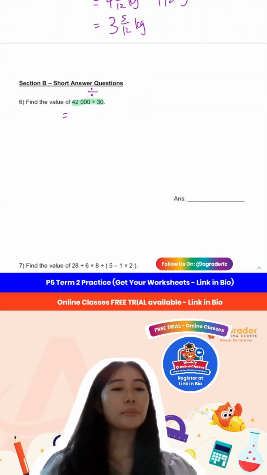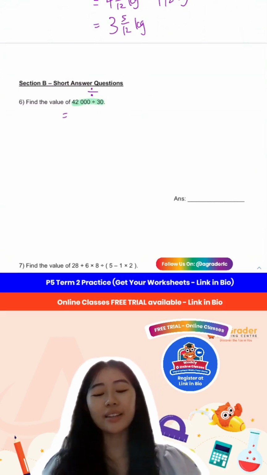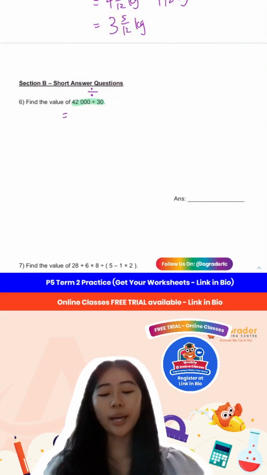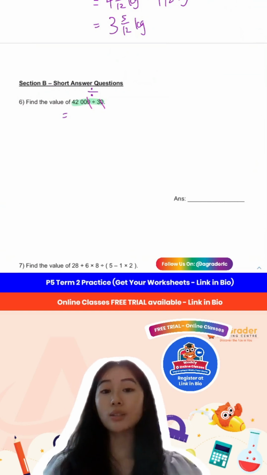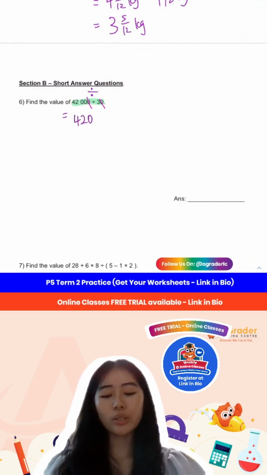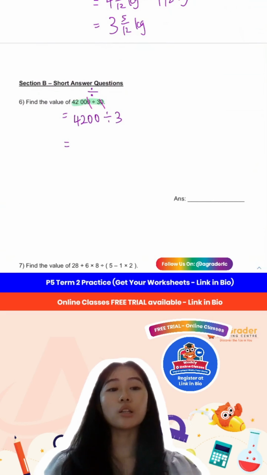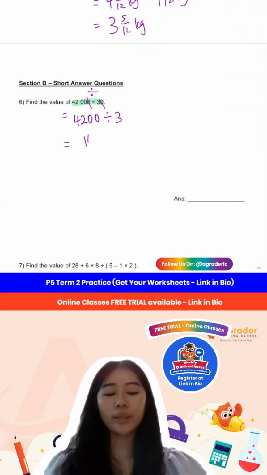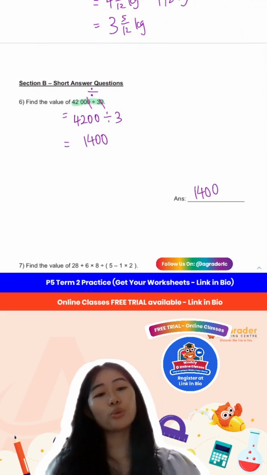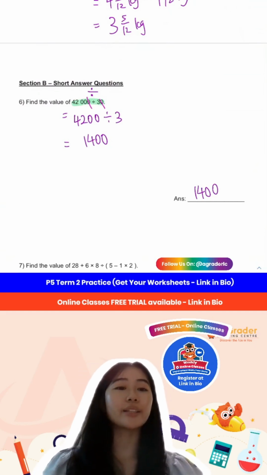Okay, so I'm seeing mostly correct answers. I think I can go through this. So when you want to divide this, you can cancel the 0 first. Cancel 1 0 from each number. So you are left with 4,200 divided by 3. So you just need to do a long division and then you will get 1,400 as the answer. So make sure to cancel your zeros first before you divide.